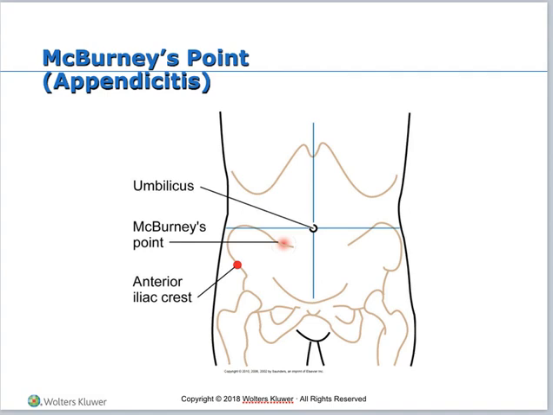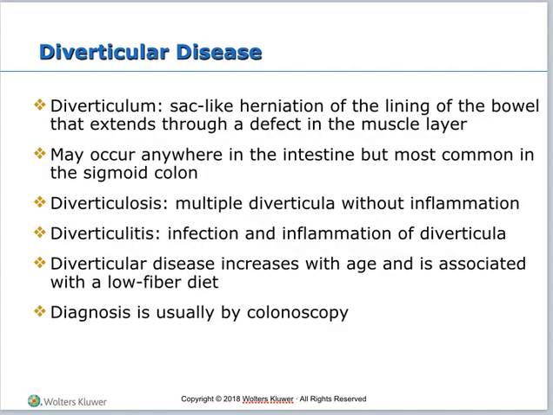All right, moving ahead, diverticular disease. These are abnormal outpouchings or little herniations in the wall of the intestines, and those are called diverticula. They can occur anywhere in the small or large intestine, but are found most often in the sigmoid. Diverticulitis is the inflammation of a diverticulum, and that happens when undigested food or bacteria become trapped in those little pouches.